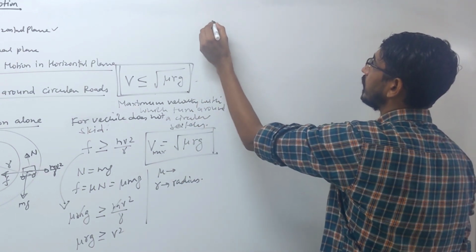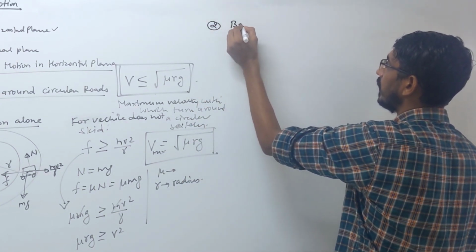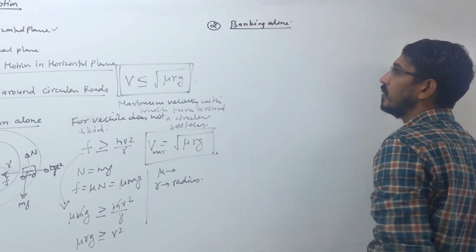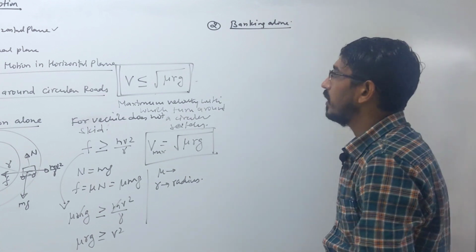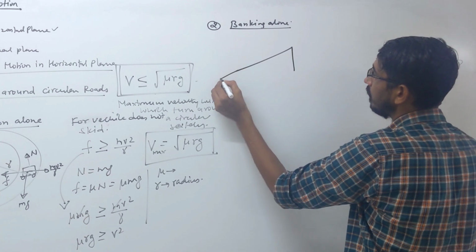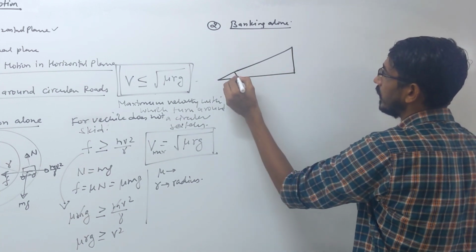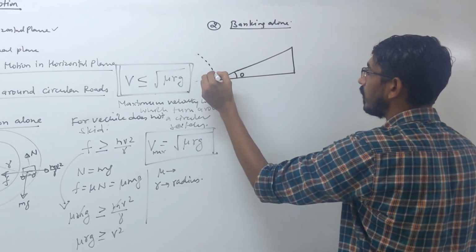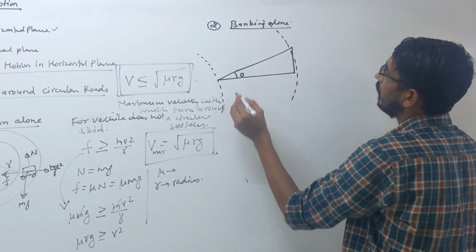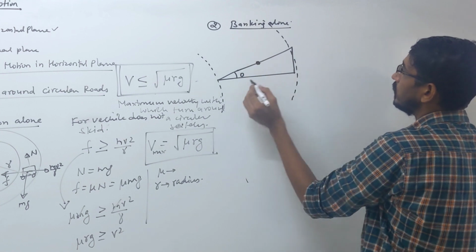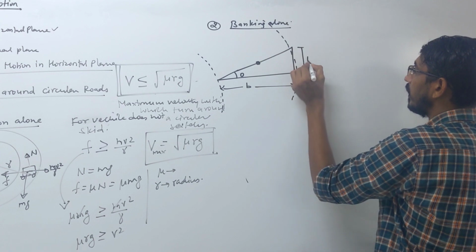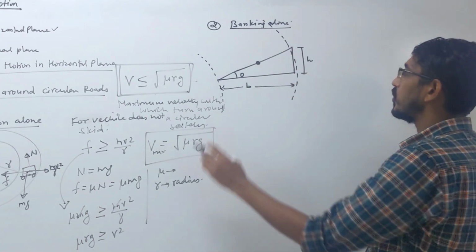Okay, now the second method is by banking. We are writing just banking alone. You can bank your road, so one side will be higher than the other side. Again you can turn safely. Suppose this is your road, one side will be a little higher. This angle is called theta. This is your circular road, and your vehicle is here. This is the width of the road, let's call it b. That's the height of banking, how much you are rising from the other side.